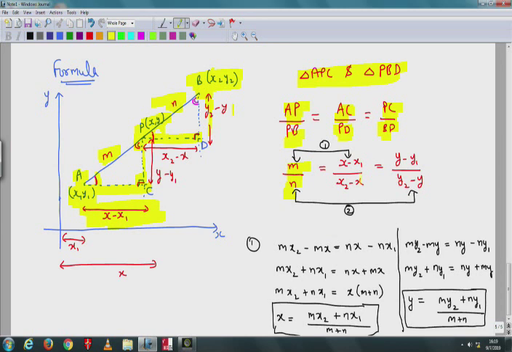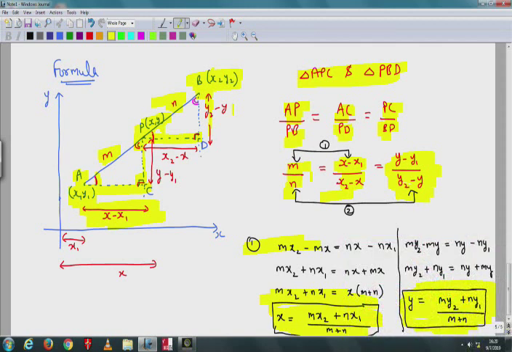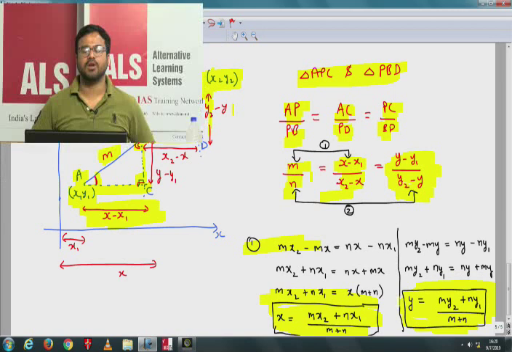In place of AC, I have put x minus x1. The same goes for PD: distance of D minus distance of P. The distance of D is x2 and the distance of P is x, so x2 minus x. The same goes for the vertical one: y minus y1 over y2 minus y. Now I have equated the two equations. m upon n is equated with the x expression and m upon n is equated with the y expression. On simplification, we get x equal to mx2 plus nx1 over m plus n, and y equal to my2 plus ny1 over m plus n. These two formulas are known as the section formula.